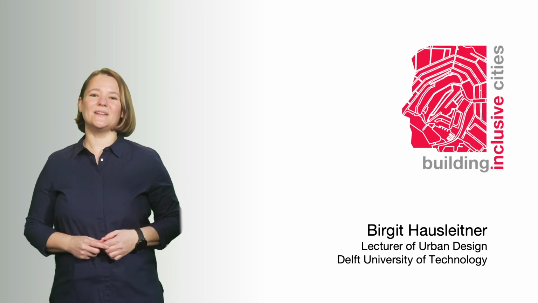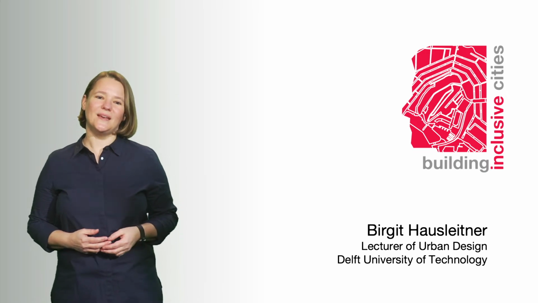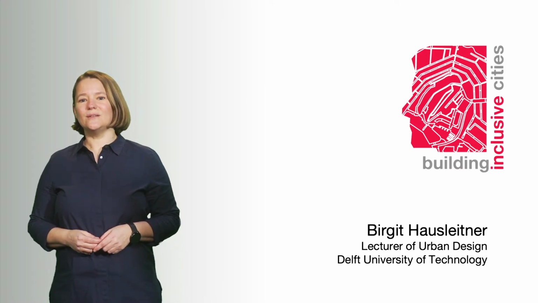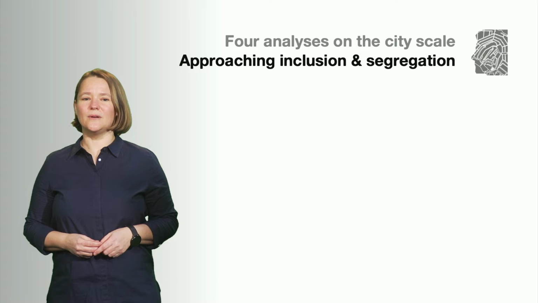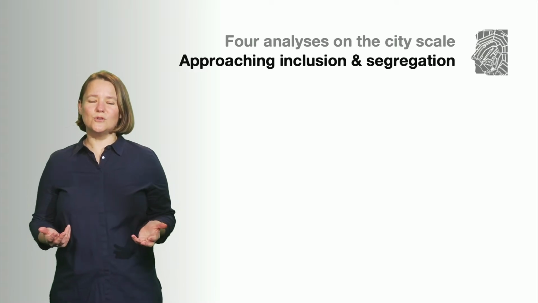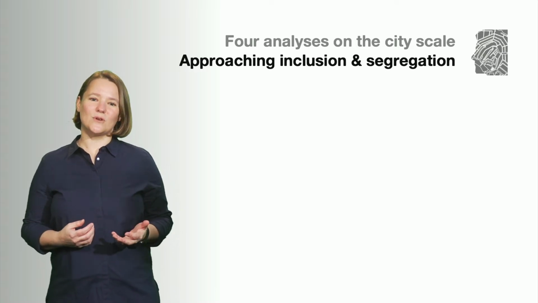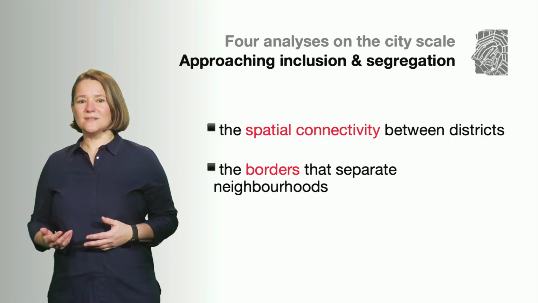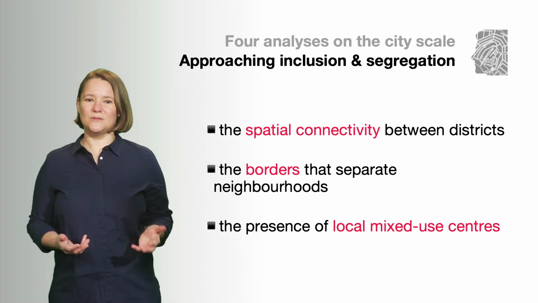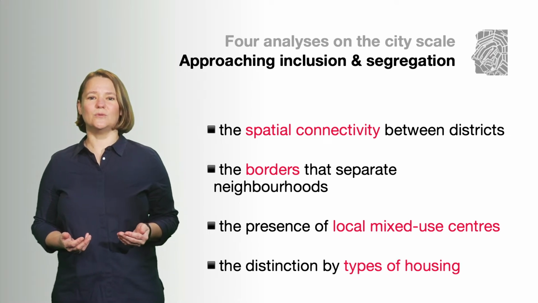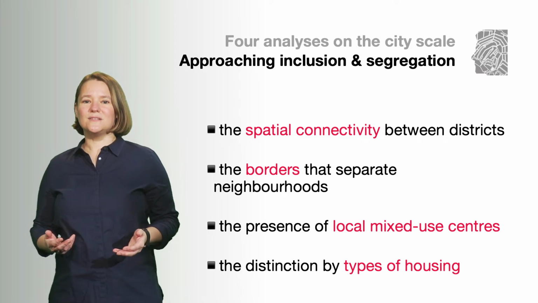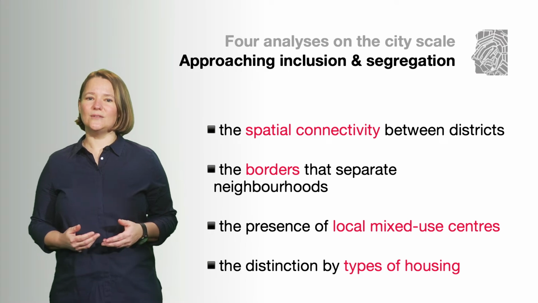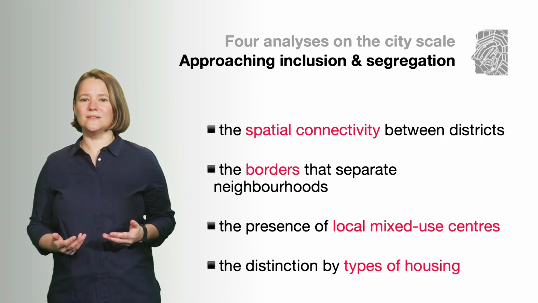To the introduction of spatial analysis to evaluate socio-spatial segregation and the accessibility of foundational services on the city scale. The design of the urban plan affords different ways of people and communities living together. To approach inclusion and segregation on the city scale, we will describe 4 analyses: the spatial connectivity between districts, the borders that separate neighborhoods, the presence of local mixed-use centers, and the distinction of neighborhoods by types of housing. Afterwards, these physical analyses will be combined and related with the map of income distribution as an indicator for understanding the socioeconomic segregation in the city.